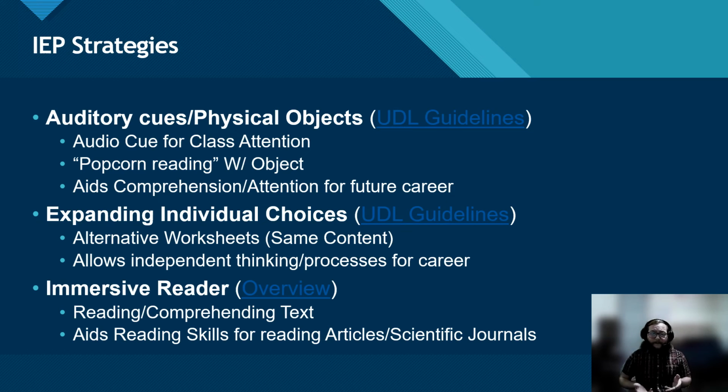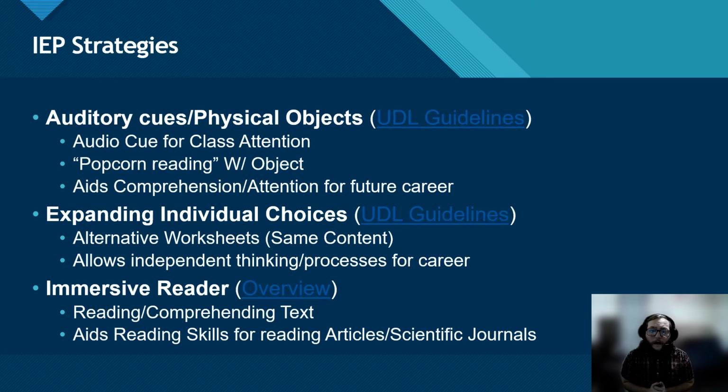Now, some IEP strategies that we could implement for the student would include auditory cues or physical objects. Doing something such as a bell or a whistle to get the class's attention, I think would help maintain that attention for the attention deficit that Jill seems to have. As well as doing popcorn reading, where I have something such as a ball, and the students pass the ball around and read a certain piece of the text. I think that would help with the comprehension of the text as well as the attention for the student.